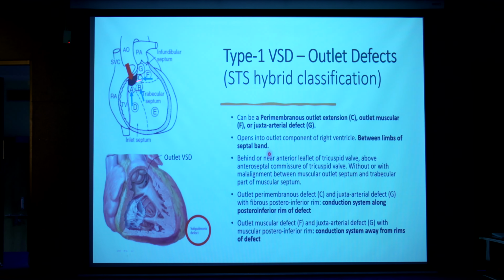Defects that are juxtaarterial may have the posterior inferior margin as a fibrous margin. In these, the conduction system can come along the posterior inferior margin and be at risk of injury when you are closing the ventricular septal defect. Whereas in outlet muscular defects, and sometimes juxtaarterial defects can have a muscular margin, the septum is actually the conal septum, the bundle is quite away, so the risk of injury is less likely.